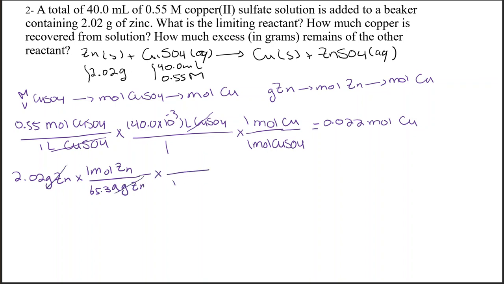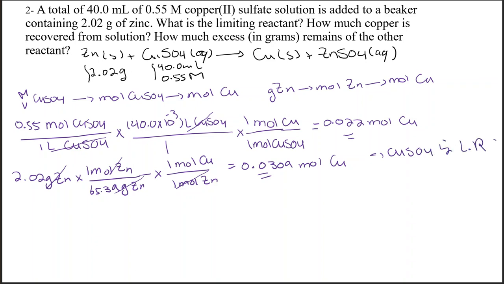Now based on the balanced reaction, each mole of zinc produces 1 mole of copper, and from here we would expect 0.0309 moles of copper. Now if you compare these two together, this tells me that basically copper(II) sulfate is the limiting reactant. So the maximum amount of copper that could be produced is 0.022 moles. So we answered the first question, which was the limiting reactant.